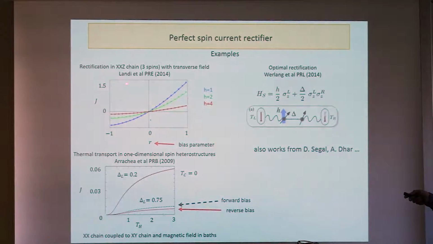There were also interesting works in 2014 by Landi and others, where they use a different magnetic field throughout the XXZ chain they study, and they also see rectification. And even before, by Arakea and others, there was a work where they couple an XX chain and an XY chain, and they use magnetic fields in the bath. In such a scenario, you can get rectification. You see there is a different current whether you're in forward or reverse bias.